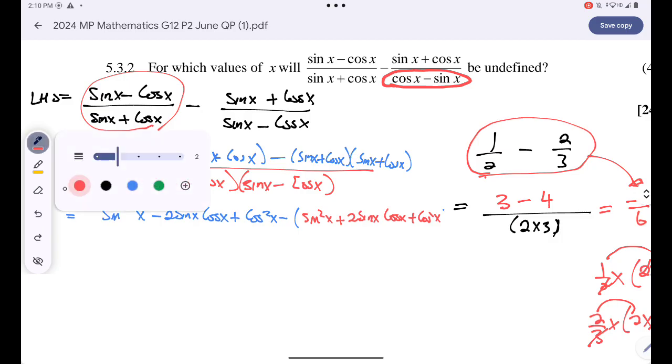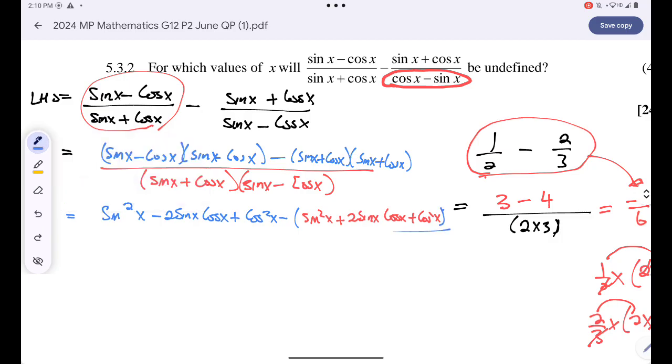And then at my denominator, guys, I simply have sine x plus cos x multiplied by sine x minus cos x. This is just a difference of 2 squares at my denominator. It's just sine squared x minus cos squared x.